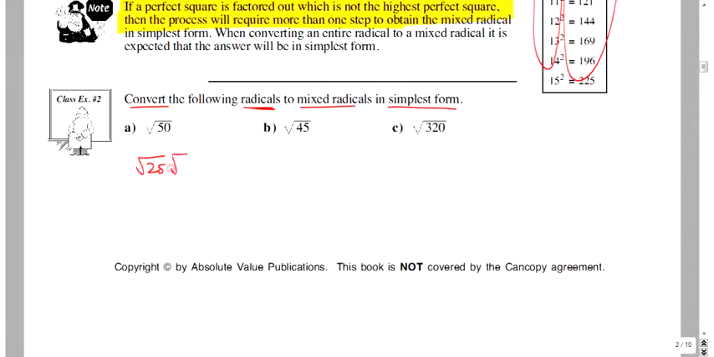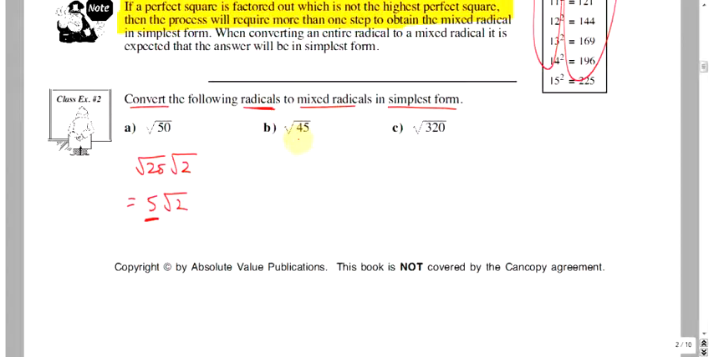Root 25 times root 2. Do I know the square root of 25? Yes. That's 5 times root 2. Now it's a mixed radical, and it's in simplest form. I don't know the square root of 2. There are no more perfect squares in 2. Okay? That's what we're doing, guys.